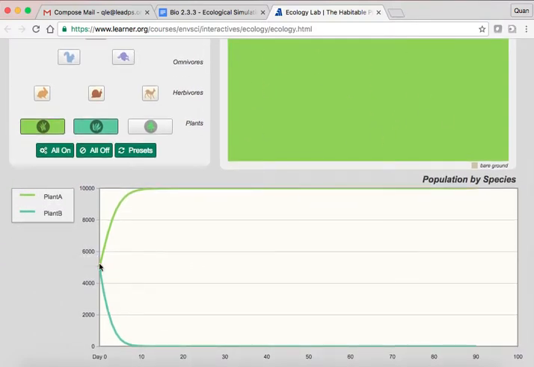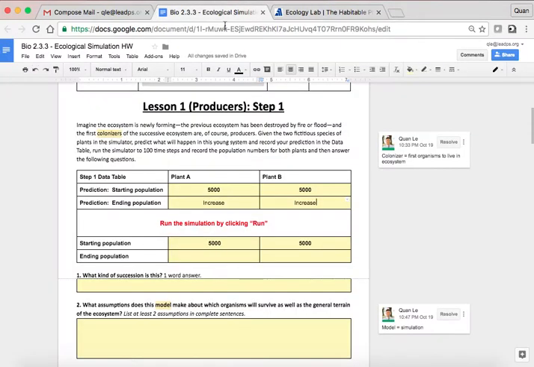So plant A, which is grass, went from 5,000 up to 10,000. And plant B, which is shrubs, went from 5,000 to 0. So in your data table, you'll record that 10,000 and 0.